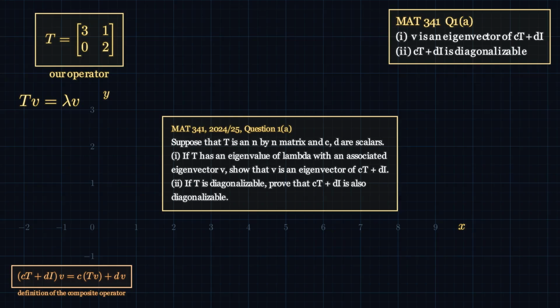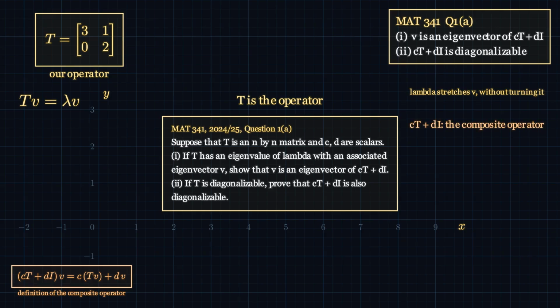It says, T is a matrix, an operator. Lambda is one of its eigenvalues, V a corresponding eigenvector. So we are handed, for free, one non-zero arrow that T merely stretches by lambda. C and D are ordinary numbers. Part 1 asks, show that this same arrow, V, is also an eigenvector of the composite operator Ct plus Di.